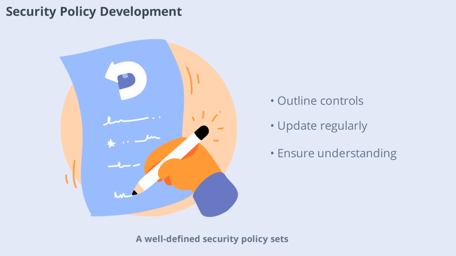A well-defined security policy sets the foundation for effective network protection. Your policy should outline acceptable use, access controls, incident response, and employee responsibilities. Review and update your policy regularly to reflect new threats and technologies. Clear policies help ensure everyone in your organization understands and follows security best practices.